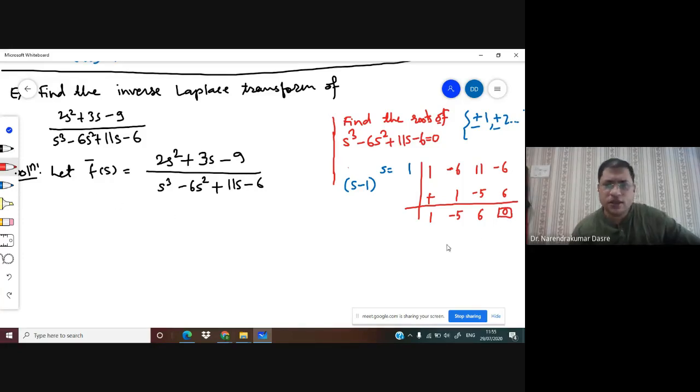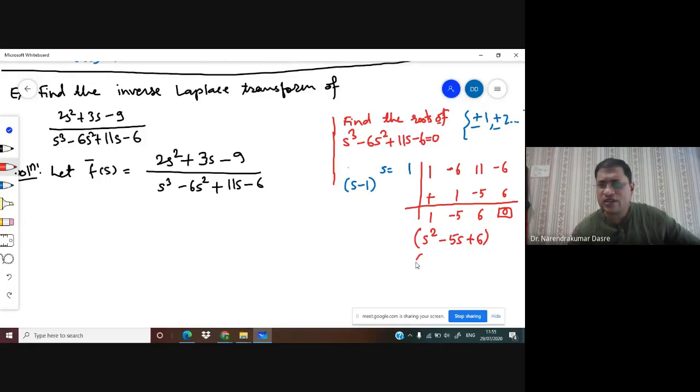If the last term is going to be 0, then we can say this is a factor. And if this is a factor, then what is the corresponding remaining polynomial here? The remaining polynomial is going to be reduced by one degree. Yes, one we have taken out, so this s cube now will become s square. And so the remaining polynomial is s square minus 5s plus 6.